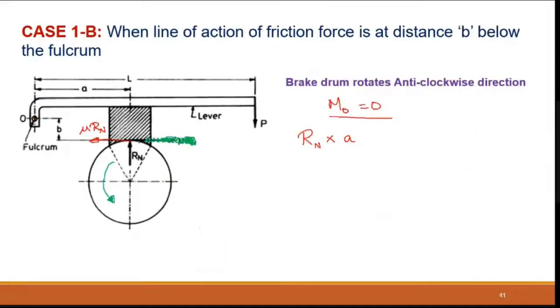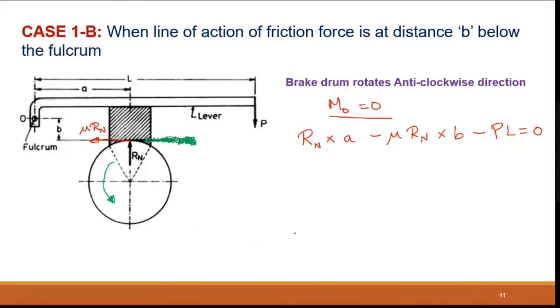Right, so we stop here. So your Rn into A, that is the first moment. It is in anti-clockwise. Then what about this one? It is rotating clockwise. So minus mu Rn into B, right? And what about your force? That is also in clockwise. Minus P into L is equal to 0.